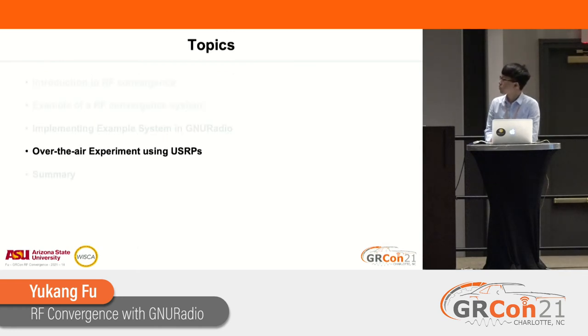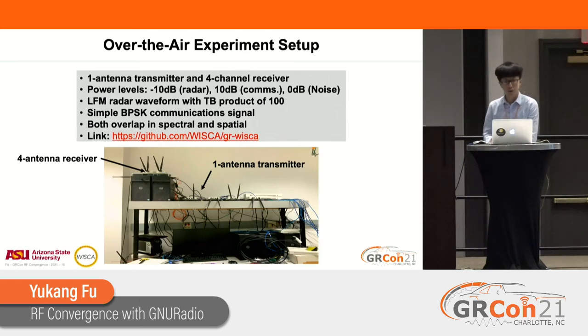Next we'll present the result of the over-the-air experiment using USRP. Here we have a one antenna transmitter and a four-channel receiver. For the parameters, the relative power levels are: the radar is minus 10 dB, the communication signal is 10 dB, and the noise is 0 dB. We use an LFM radar waveform with a time bandwidth product of 100. For the communication part, we use simple BPSK communication signals, and both signals overlap in spectral and spatial domains. The setup is shown in the picture. And again, we provided the link to our work.